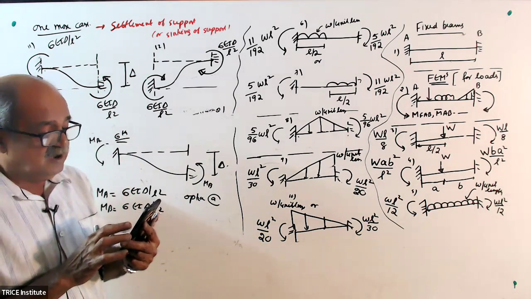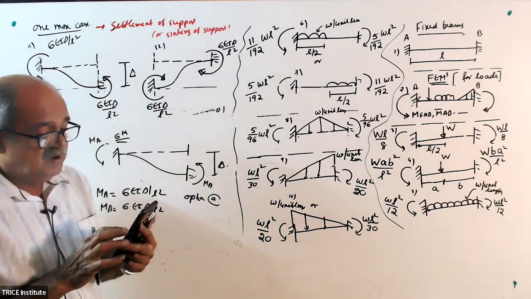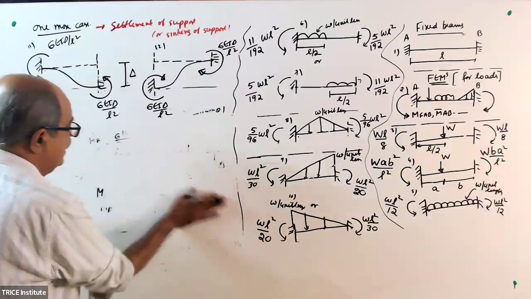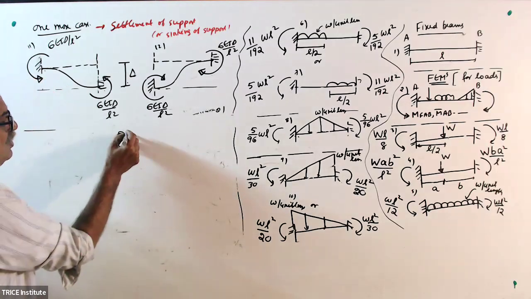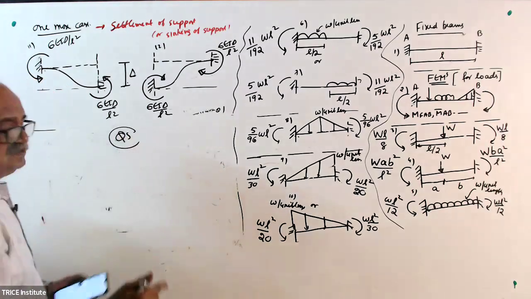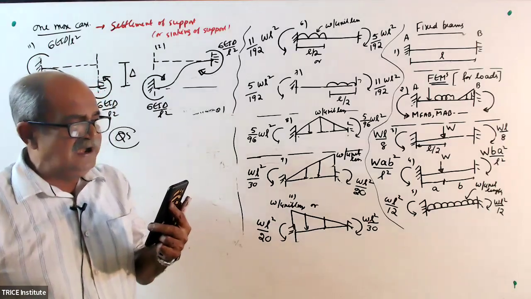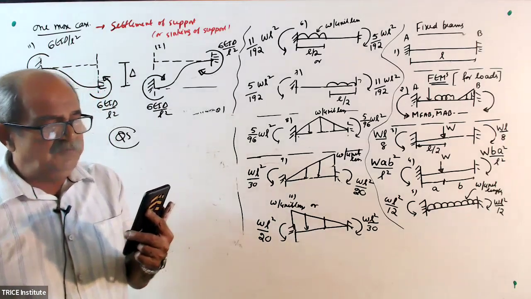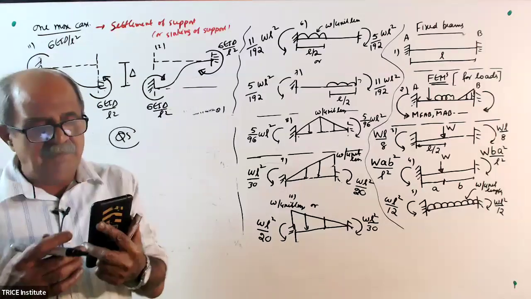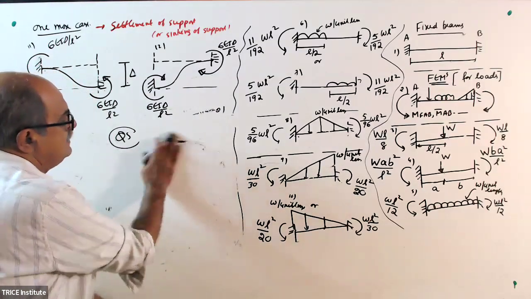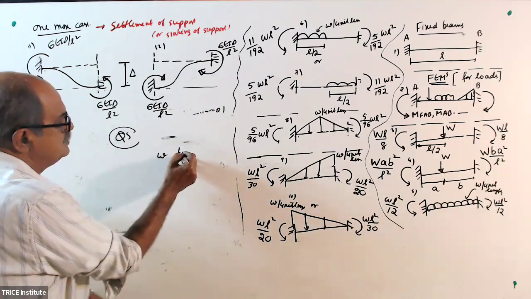There's a question where moment is required. That I can't take now. Then question number 5. I will remove this one now. Question number 5, I will not write on the board. See, what will be the end moment for a fixed beam with the uniformly distributed load of W kilonewton per meter square? They told W kilonewton per meter square.